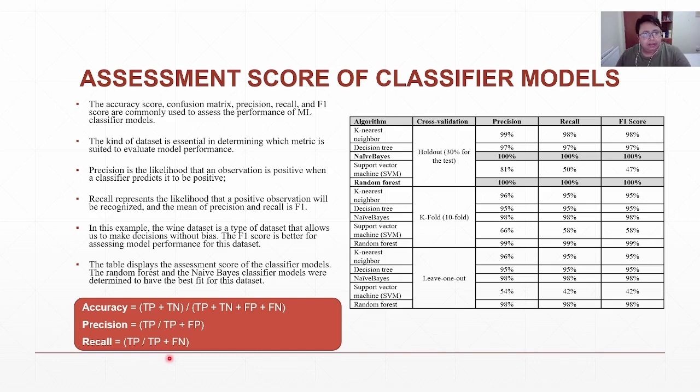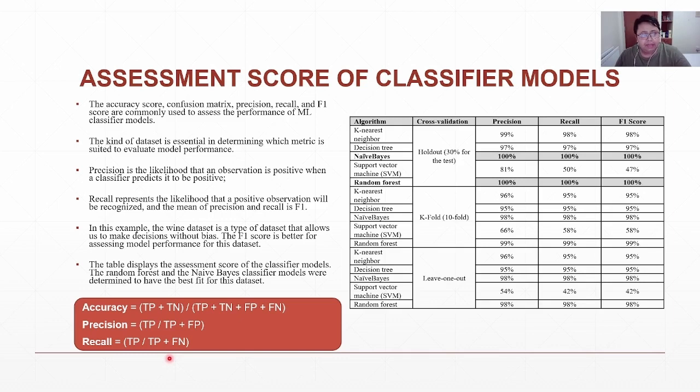Precision is the likelihood that an observation is positive when a classifier predicts it to be positive. Recall presents the likelihood that a positive observation will be recognized, and the mean of precision and recall is F1. In this example, the wine dataset is a type of dataset that allows us to make decisions without bias. The F1 score is the better measure for assessing the model performance for this data set.